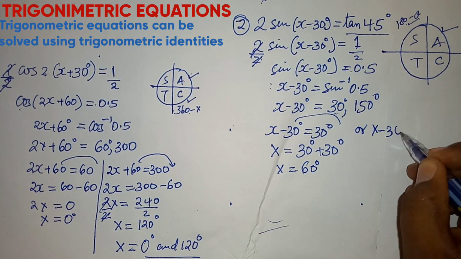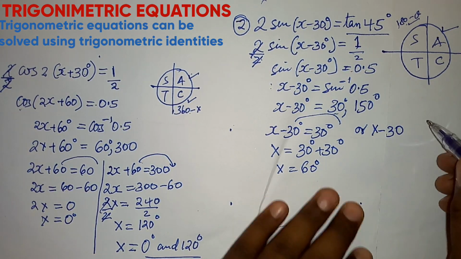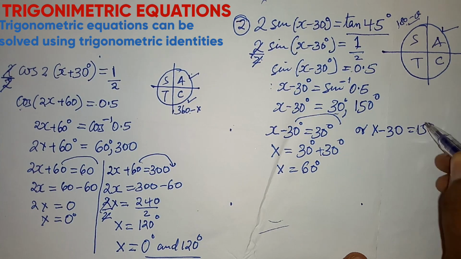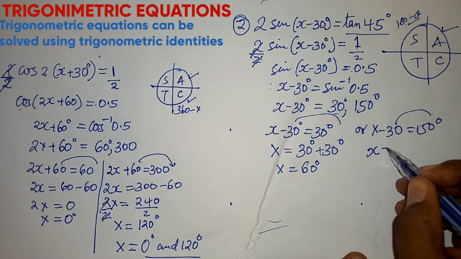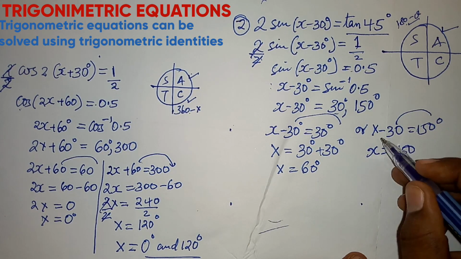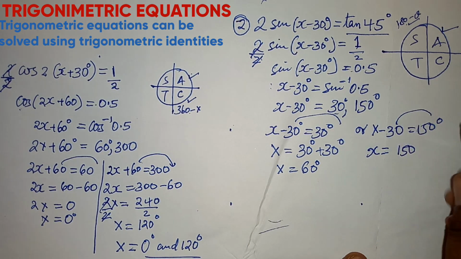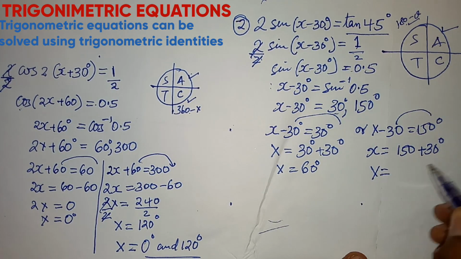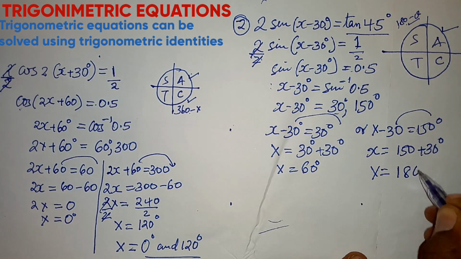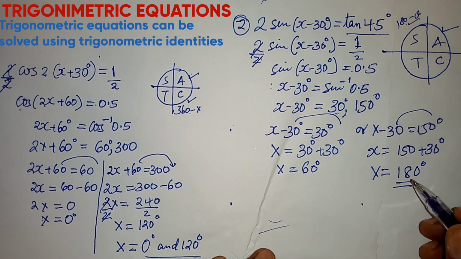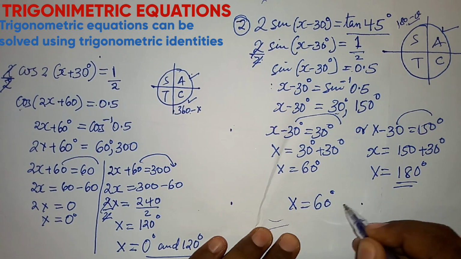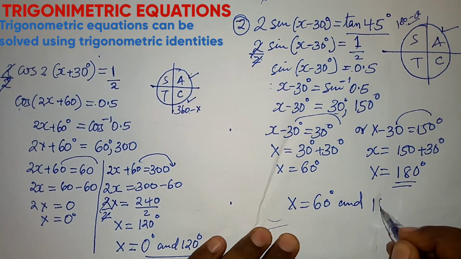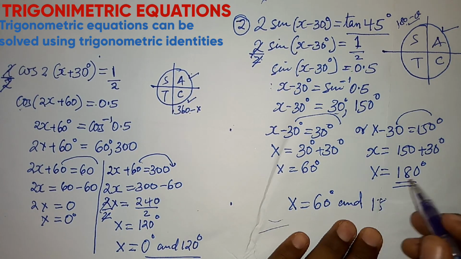x minus 30 equals 150 degrees. So let's take 30 to the other side. x will be equal to 150. Here we have minus; when we take it to the other side, it will be positive, plus 30 degrees. So x will be equal to 150 plus 30, that will be 180 degrees. So the complete solution for this trigonometric equation will be x equals 60 degrees and 180 degrees.